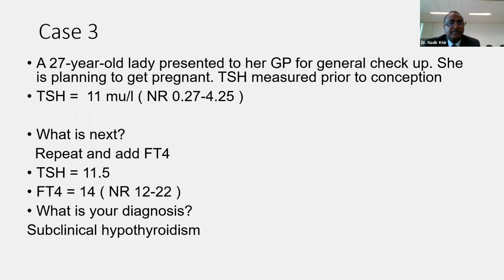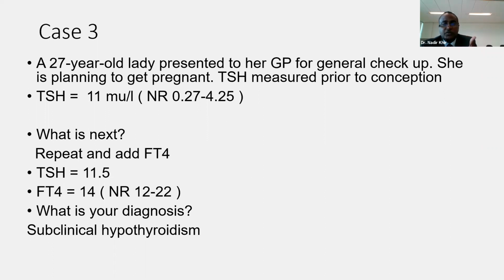Case number 3, a 27-year-old lady presented to her GP for a general checkup, and she's planning to get pregnant. Good for her. TSH measured prior to conception shows TSH 11, high. The normal is 0.27 to 4.25 in that lab. And that's another important thing. Don't memorize the normal range. It should be available in your test. It should be available in real practice. Patients should come from a lab with a test.